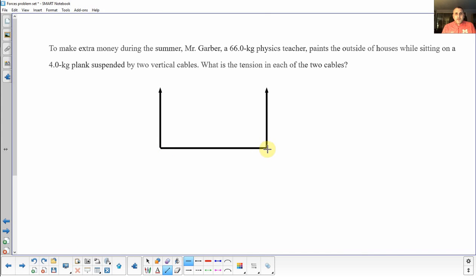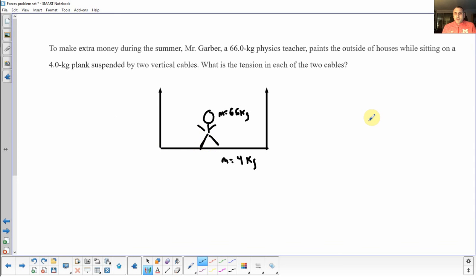Oh wow, they actually kind of connect. Good. So, and let me be Picasso here. Here's Mr. Gerber, somehow levitating. There we go. It's going to actually touch there. So he's got a mass of 66 kgs, and the plank has a mass of 4 kgs. So how many kgs do they have together? Well, 66 plus 4 is 70 kgs.